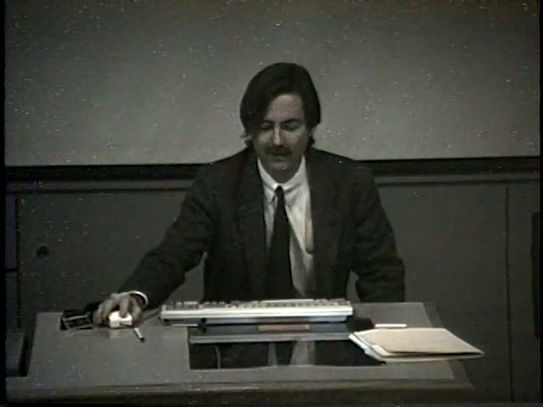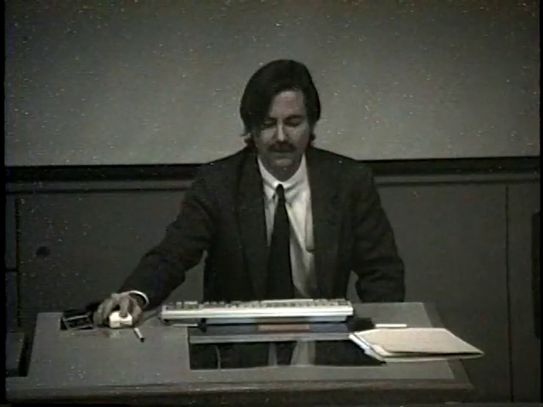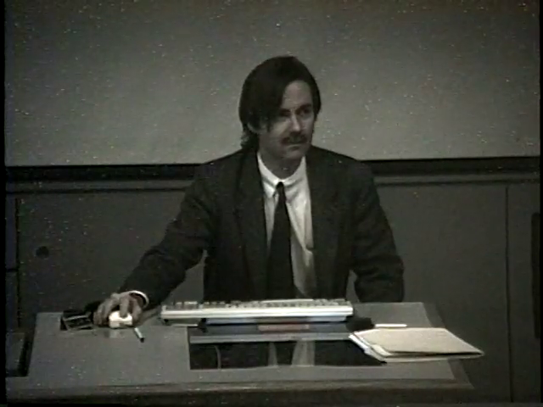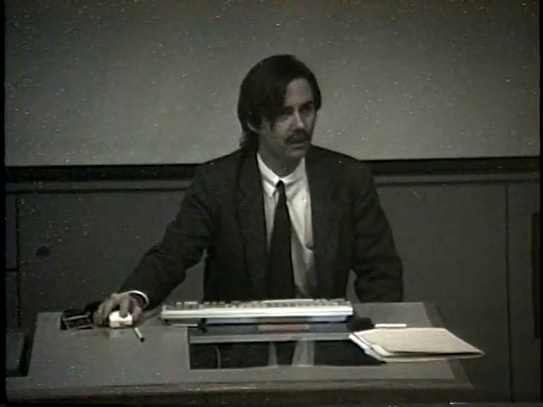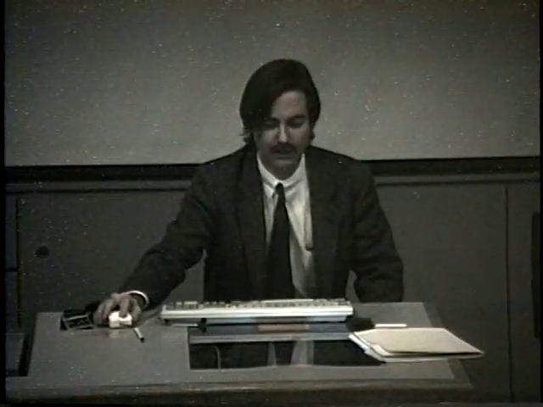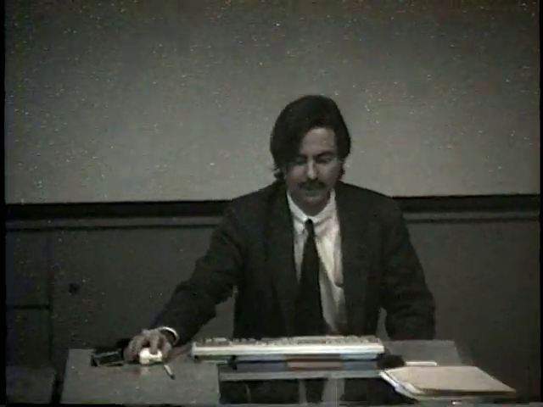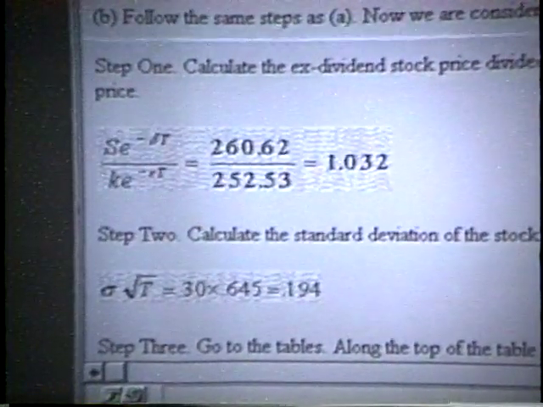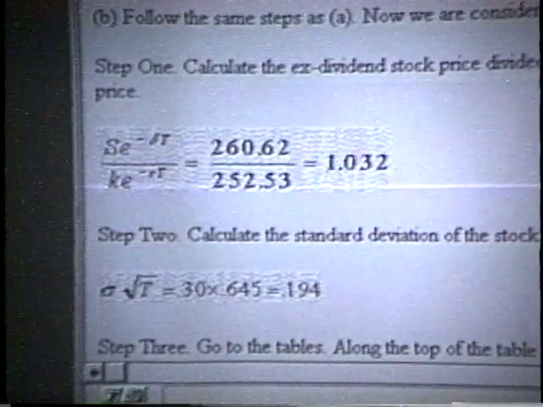Okay. So let's do another one. We're going to do basically the same thing, except now t is 5 divided by 12. So I'm changing the time to expiration. Is the call option going to be worth more than $16? Yes. It better be. If it isn't, then there may be an error in the formula. So let's do that. Calculate this ratio of the ex-dividend stock price to the present value of the exercise price.